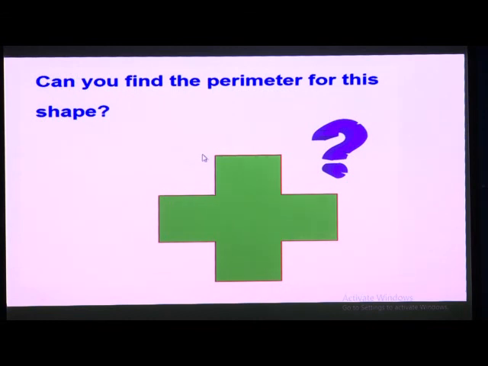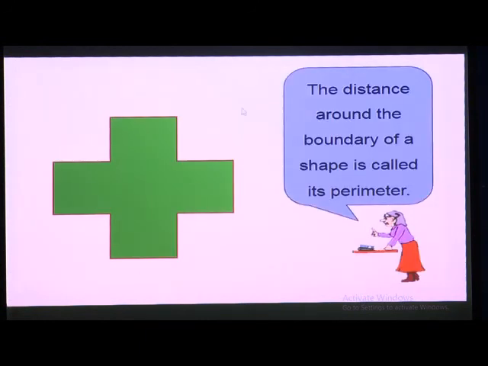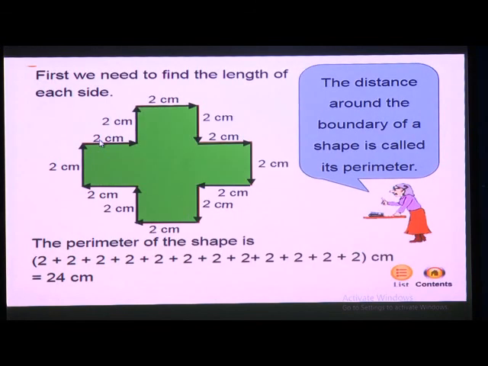So, perimeter is the distance covered along the boundary forming a closed figure when you go round the figure once. When you go round the figure once, a distance is covered, that is called the boundary. The distance around the boundary of a shape is called its perimeter.